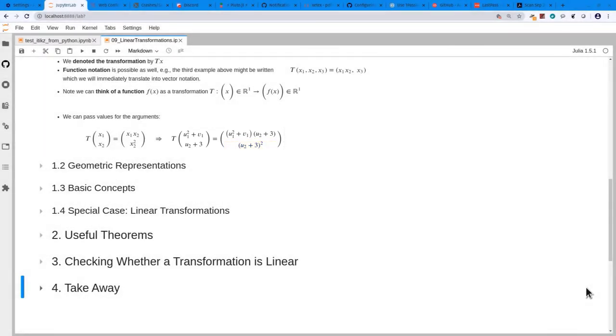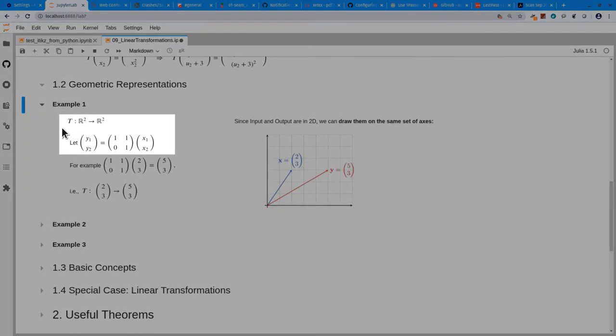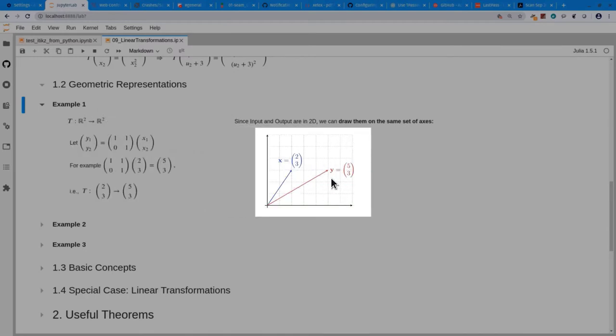Now that we have this notion of transformation for a matrix, let's talk about possible geometric representations. I'll start with a couple of examples. For instance, I have a transformation that goes from R2 into R2. (y1, y2) is equal to the matrix [1, 1; 0, 1] applied to my x vector. If I were to apply that to the point (2, 3), I'd get the point (5, 3) out of it. Since the input and output are both in 2D, I can draw them on the same set of axes. I start with my x vector in blue, the vector (2, 3). When I compute T applied to that x vector, I get my red vector y equal to (5, 3). The transformation changed the blue vector x into the red vector y.